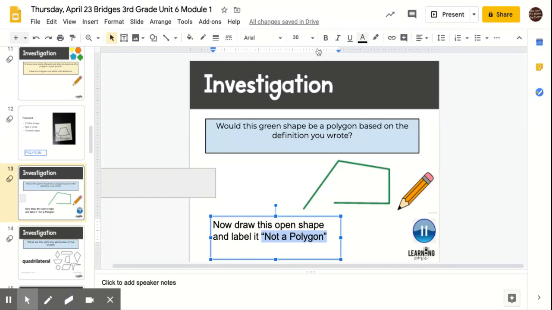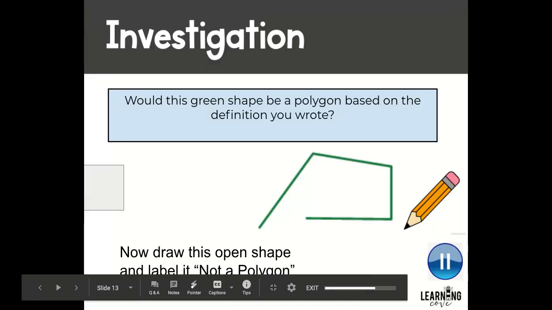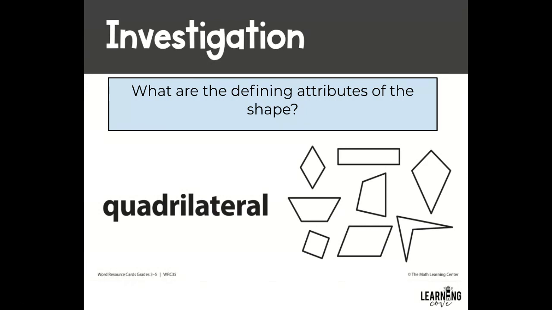All right, because as important as it is to learn examples of what polygons are, it's also important to learn about non-examples, what polygons are not. Now we have a little bit of vocabulary. Some of them you probably already know. For all of them we're going to ask, what are the defining attributes of this shape?